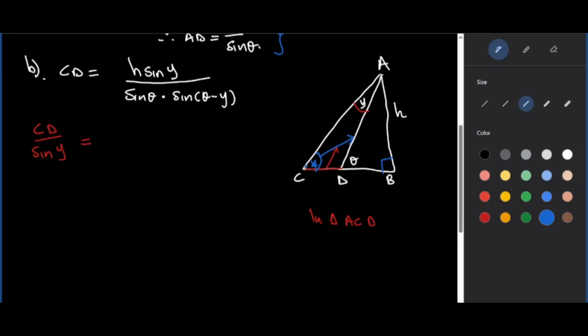Hey, look at this. When you are not paying attention, you are not analyzing the diagram. Look at this angle. What do we call that angle if I'm looking at triangle ACD?